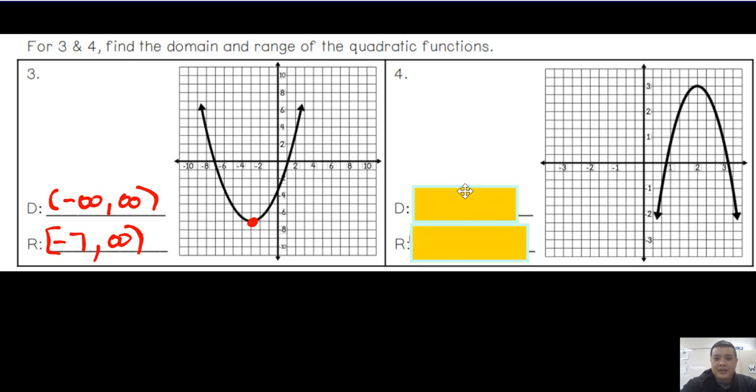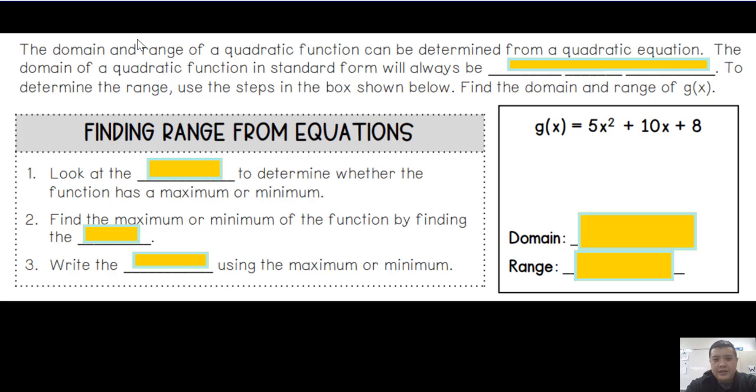Again, you should have found that the domain is -infinity to infinity, and range should have been -infinity to 3. The domain and range of a quadratic function can be determined from a quadratic equation. The domain of the quadratic equation in standard form will always be all real numbers. Okay. To determine the range, use the steps in the box below and find the domain and range of g of x.